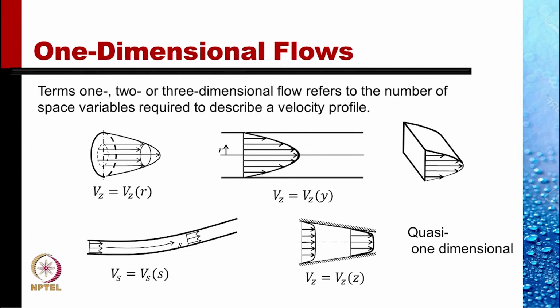If we have a slowly tapering channel, the velocity is no longer a function of only one variable, because the velocity near the walls also changes in the y direction. So this is not truly a one-dimensional flow, but if the boundary layer where the velocity varies is thin, then the flow can be treated as a quasi one-dimensional flow.